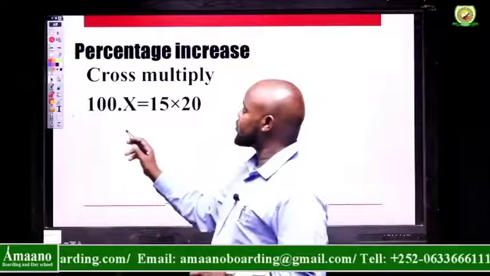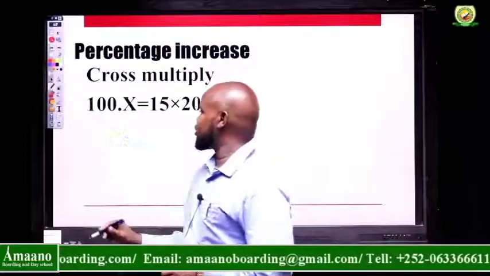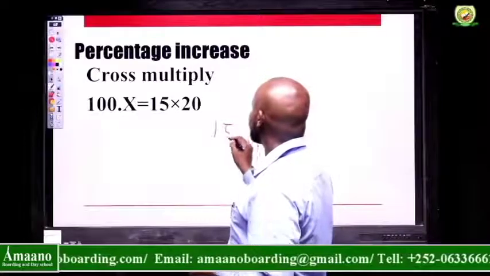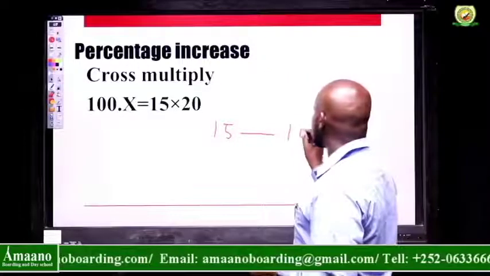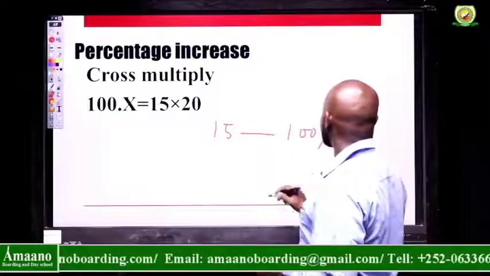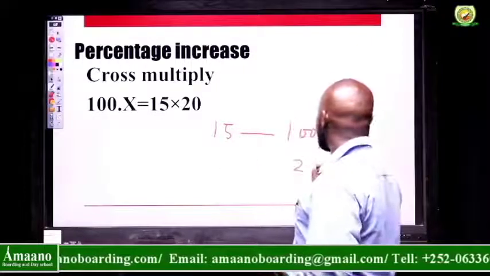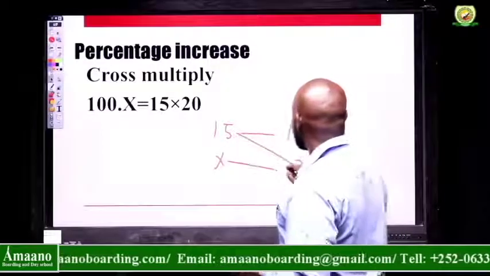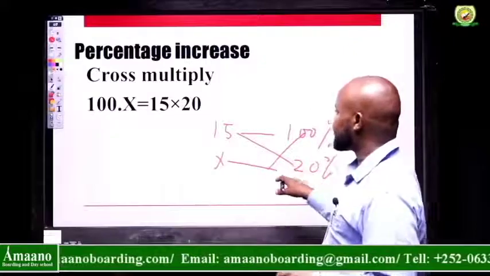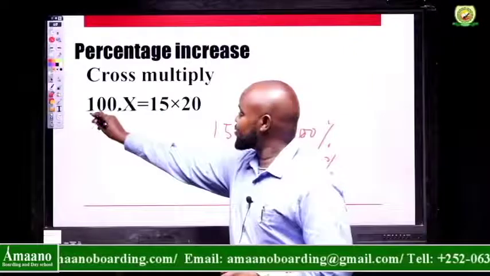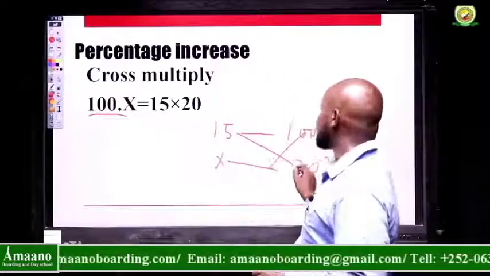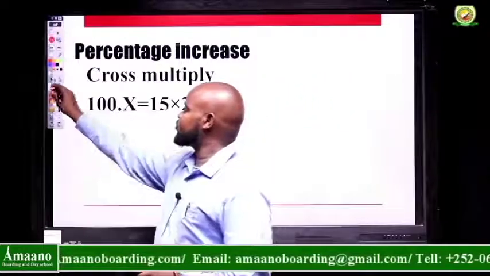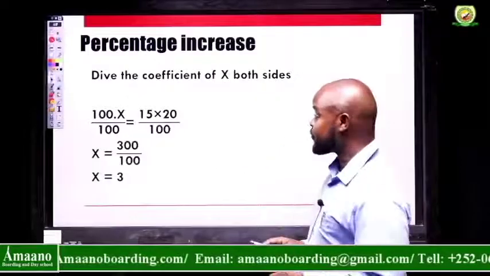So step number one is you cross multiply. 15 was 100%. So 20% is how much? So you cross multiply: 100 times x is equal to 15 times 20.